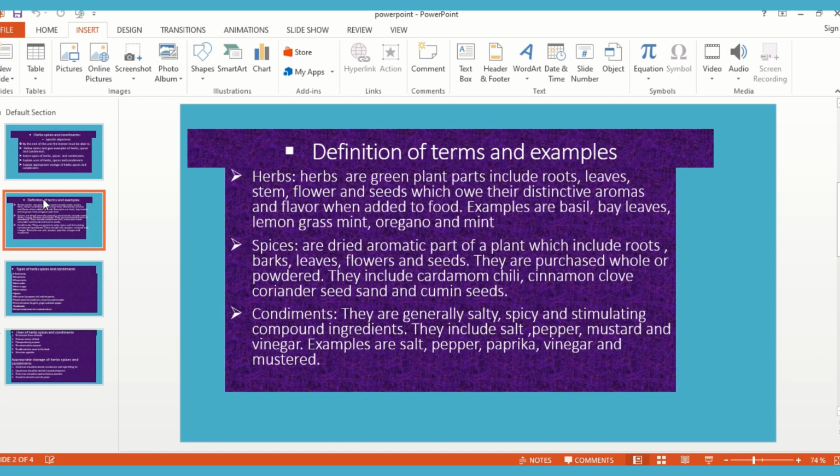Let us lastly look at the definition of the term condiments. Condiments are generally salty, spicy, and stimulating compound ingredients. They include the salt, the pepper, the mustard, and the vinegar. Examples are salt, pepper, paprika, vinegar, and mustard.